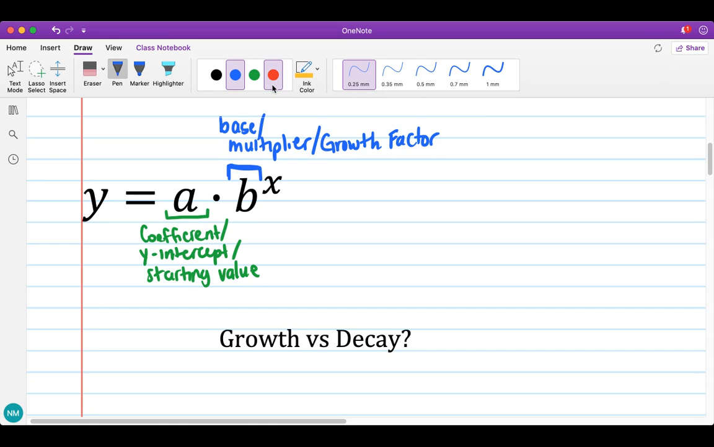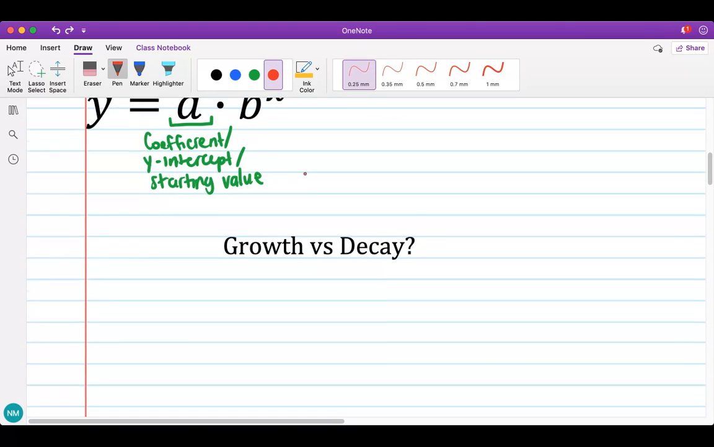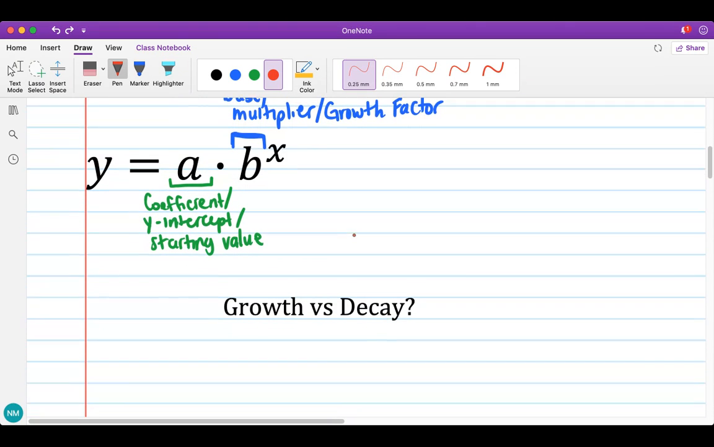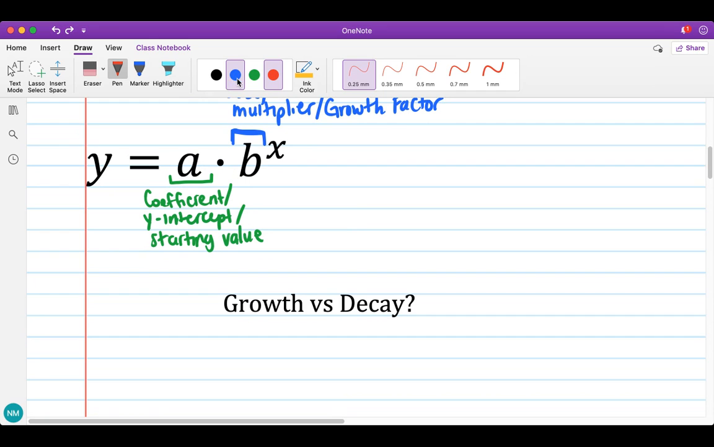And then x, right? X is my independent variable. And in order for this to be an exponential function, x needs to be in the exponent. Usually when we talk about word problems, x is usually a t, which represents time. But either way, it's an independent variable. So let's talk about growth versus decay. What made one or the other?